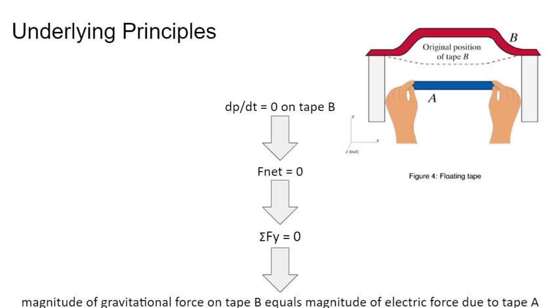Some of the underlying principles for this lab were that the change in momentum divided by the change in time was equal to 0 for tape B, and so from that we know that the net force is equal to 0, so we could say that the sum of the forces in the y direction equals 0, which means that the magnitude of the gravitational force on tape B is equal to the magnitude of the electric force due to tape A.